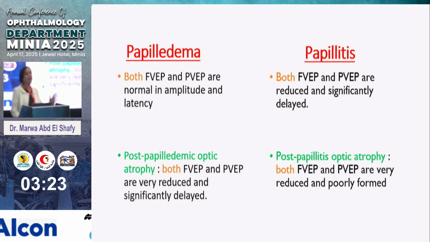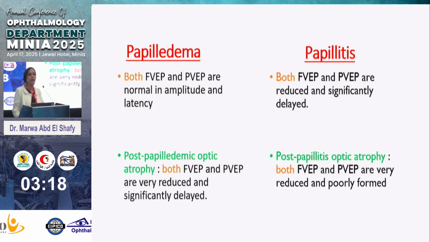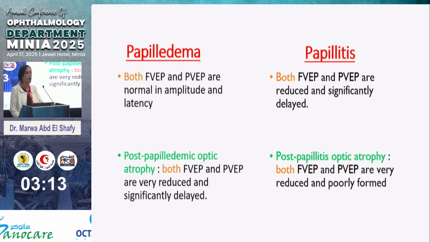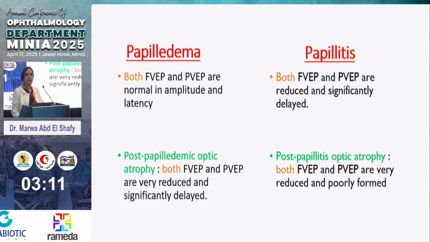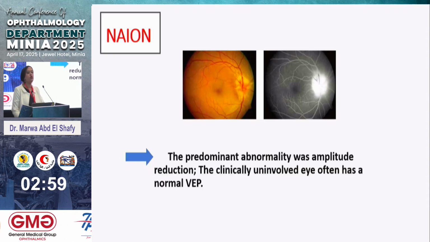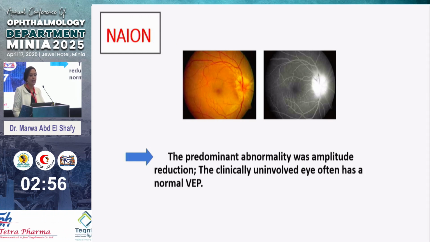To differentiate between papilledema and papillitis: in papilledema, early in the disease, flash VEP and pattern VEP will be normal in amplitude and latency. But later on, when post-papilledemic optic atrophy develops, both flash and pattern VEP will be markedly reduced in amplitude and latency. In papillitis, early in the disease, the flash and pattern VEP will be reduced and significantly delayed. In cases of anterior ischemic optic neuropathy, the predominant abnormality will be amplitude reduction, and the clinically uninvolved eye will have a normal VEP.